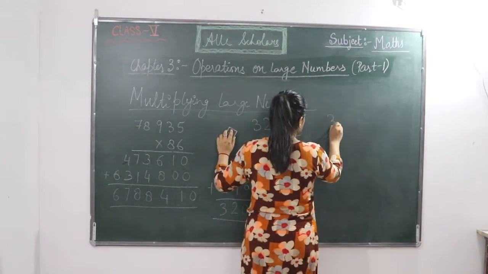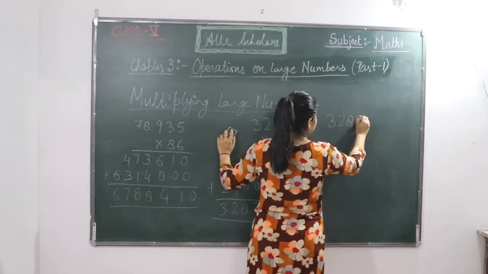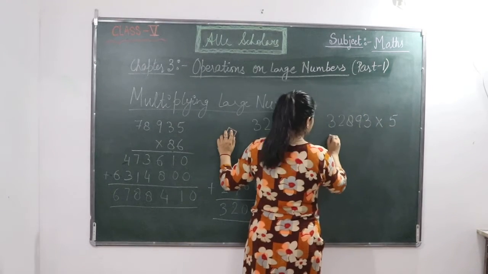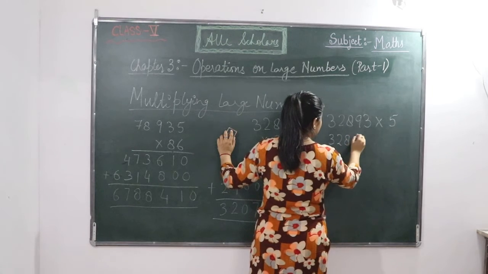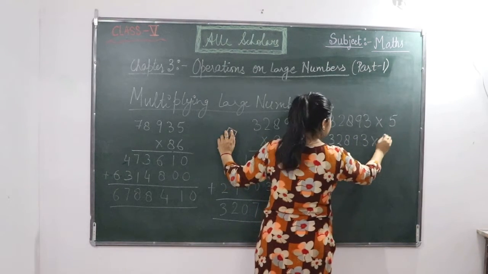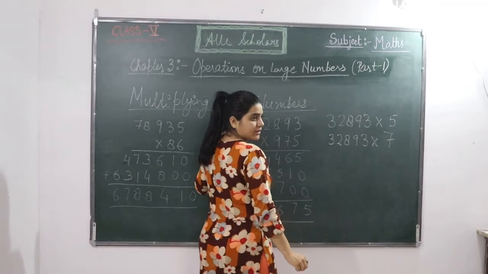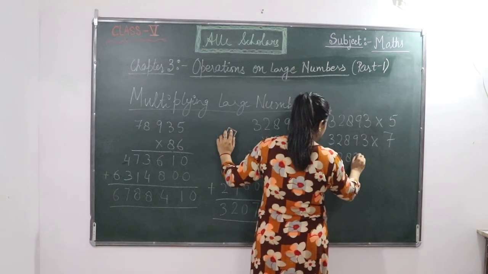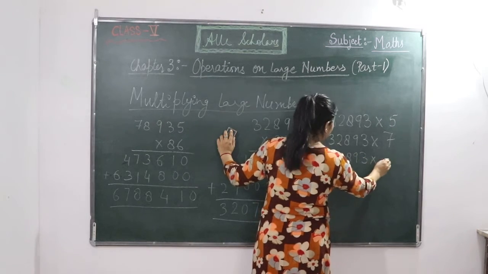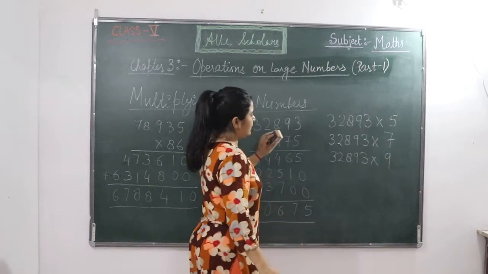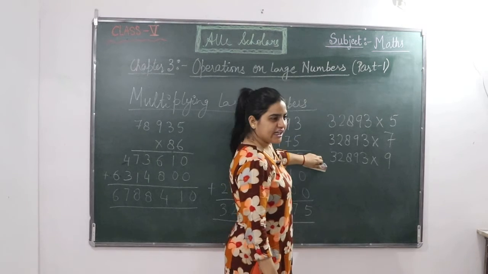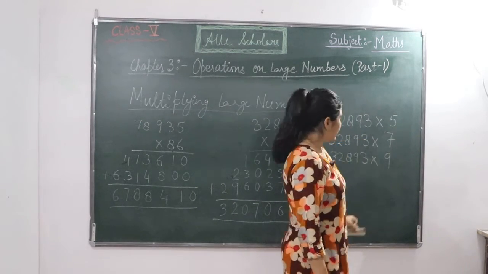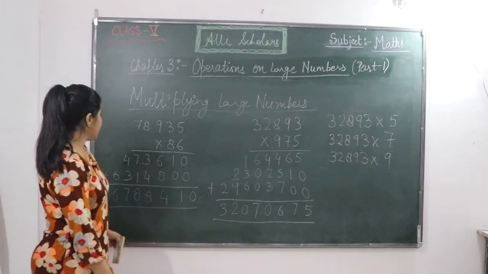So how will we multiply? 3 into 8, 9, 3, 5; 3 into 8, 9, 3, 7; and 3 into 8, 9, 3, 9. So we will do the multiplication 3 times because there are 3 multipliers: 5, 7 and 9. Okay, so let's see the example one by one.